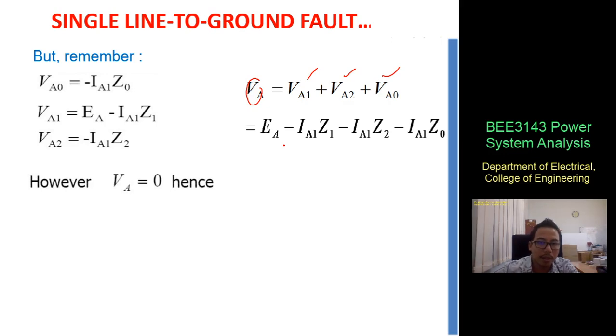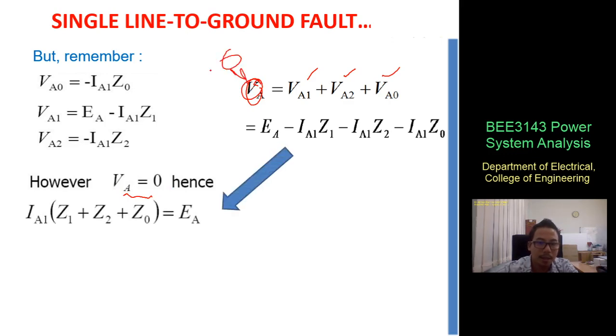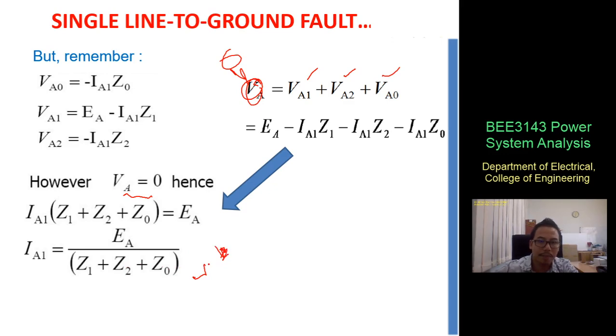However, for this case, VA equals 0. So VA equal to 0 means that EA equals IA1 multiplied by Z1 plus Z2 plus Z0, where IA1 is EA over Z1, Z2, and Z0. So this is the important equation that we have here.